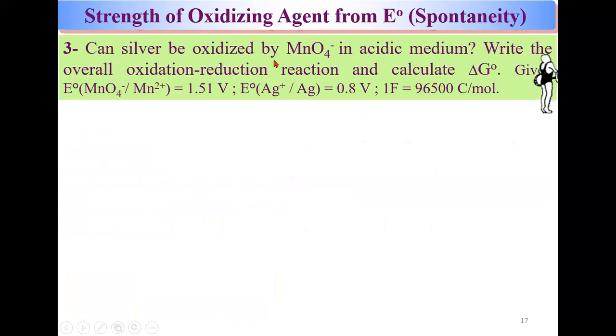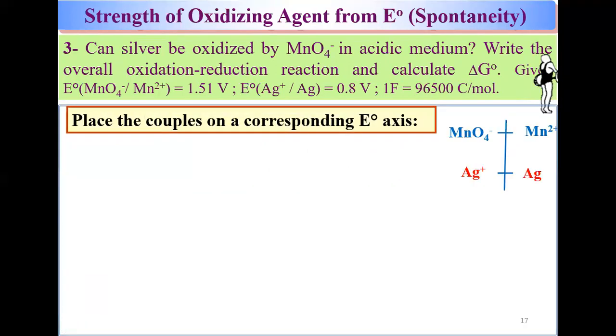Okay, can silver be oxidized by MnO4 in acidic medium? And write the overall reaction. They also ask you to get the delta G of this reaction. Okay, again, let's put everything on an E0 axis. And again, everything here is under standard conditions because they didn't really give you any different concentration. So when they ask you, can something oxidize something else, and they don't give you concentration, assume that the concentrations are standard.